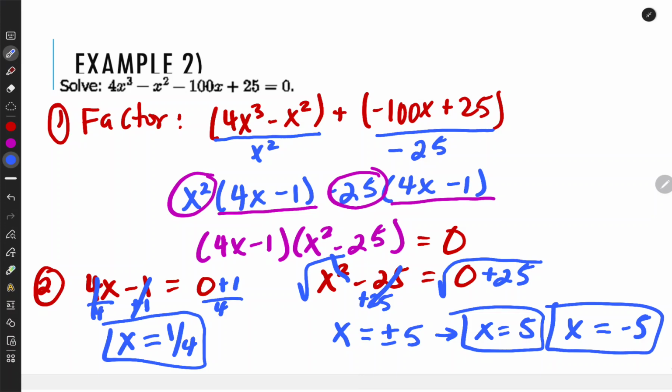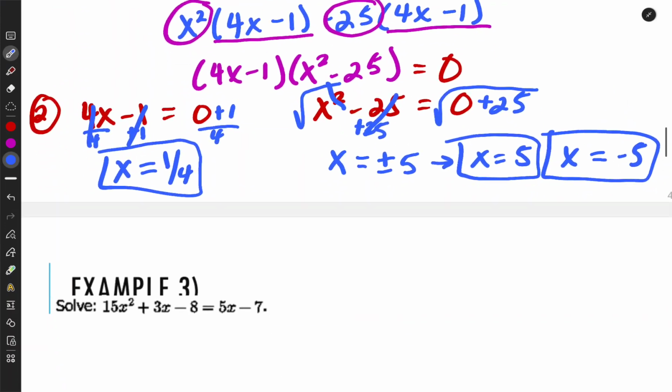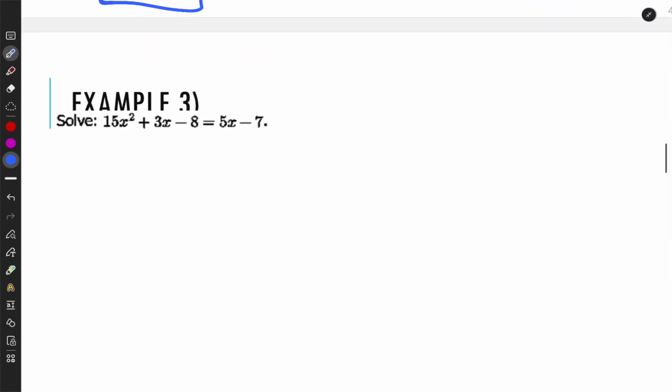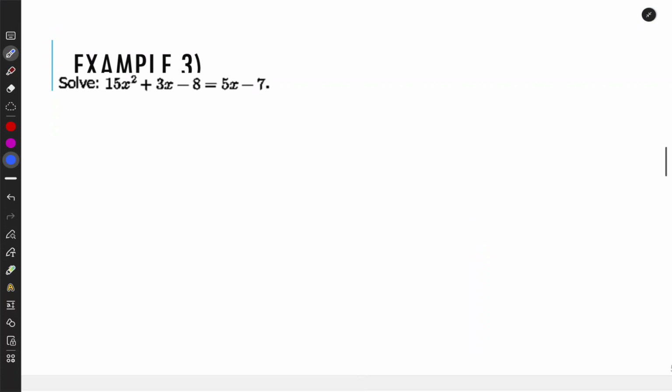Okay. So we've looked at an example where it wasn't factored and we had to factor, and we've looked at an example where it was factored. So let's talk about another example. What if it's not equal to 0? Well, when it's not equal to 0, we're going to need to combine like terms to one side so that one side can be equal to 0. So we're going to make this side 0.